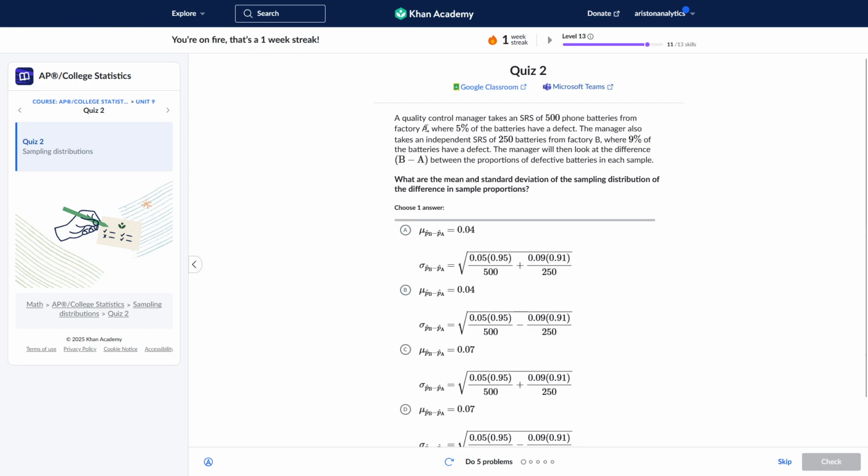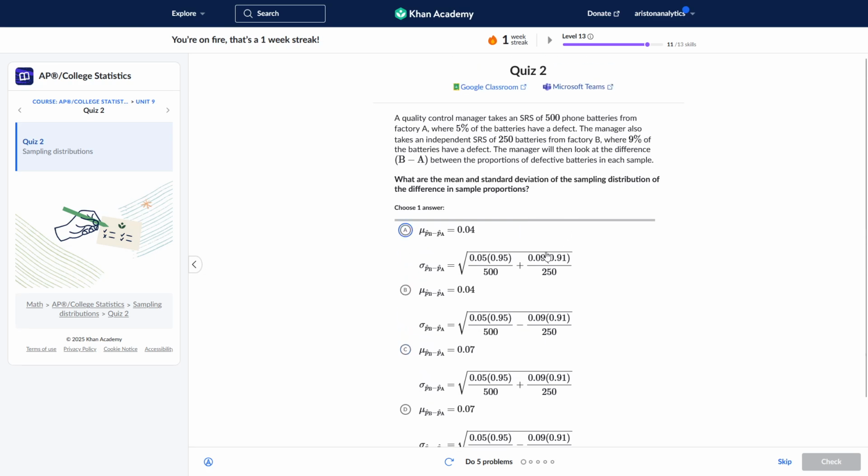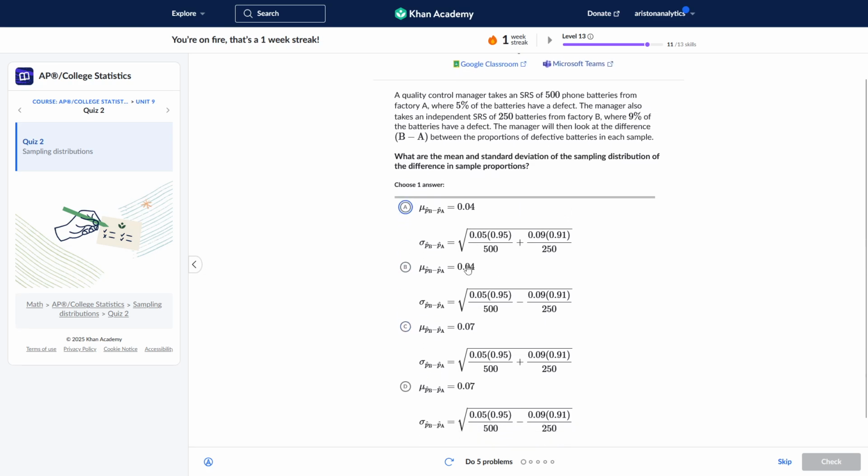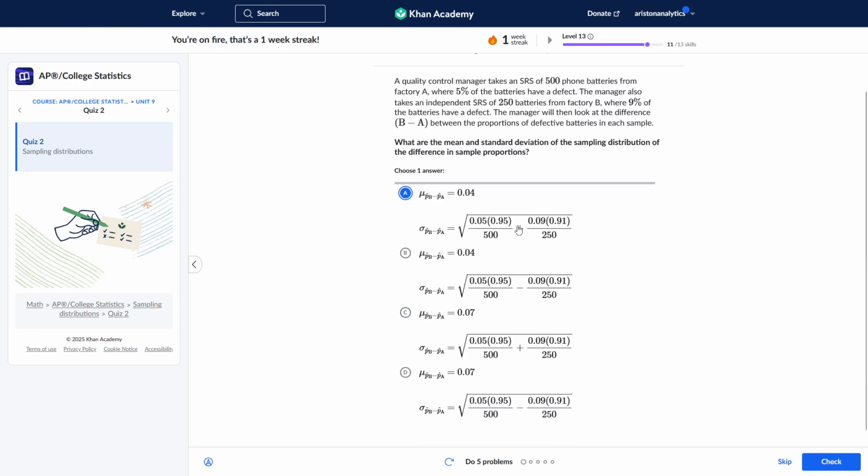5% batteries at factory A, 90% of batteries at factory B. SRS 250. Okay. Being asked to calculate the mean and standard deviation. So that would be, the difference is 4%. It's one of these. And it's always plus, even if it's a difference.